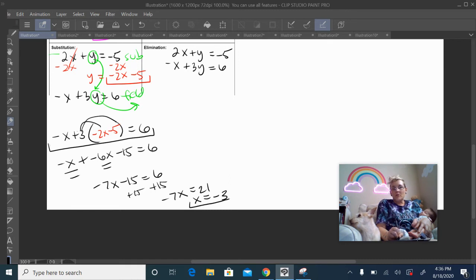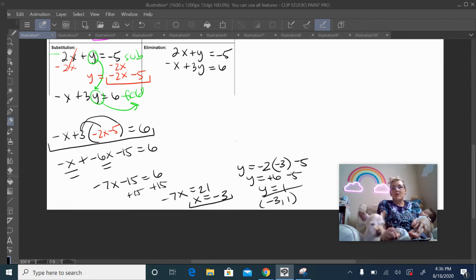So we know from graphing it that the answer is (-3, 1). But if I hadn't graphed it, how would I know what the y value is? To know the y value, I can simply plug it in right here. So we know that y equals -2 times x, so -2 times -3, minus 5. So y equals +6 minus 5, so y equals 1. So my final answer is (-3, 1), and we also know that's true with my graph and check.